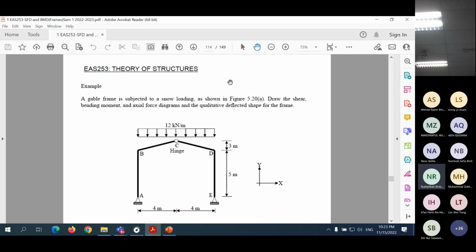So how to consider this? In this example, I'm going to share with you how to consider that.